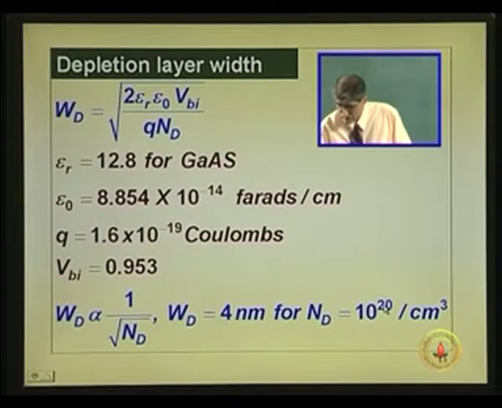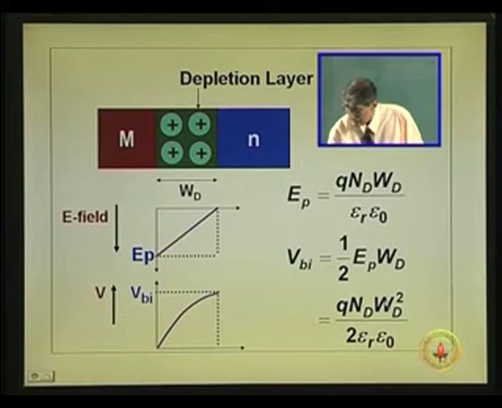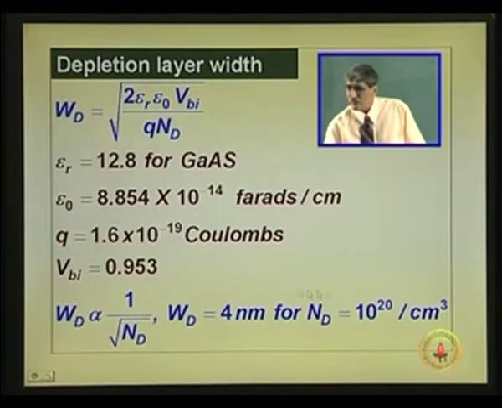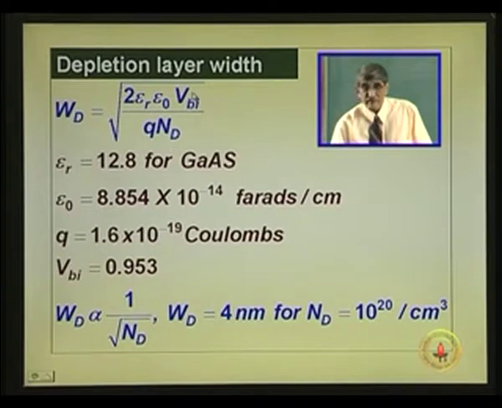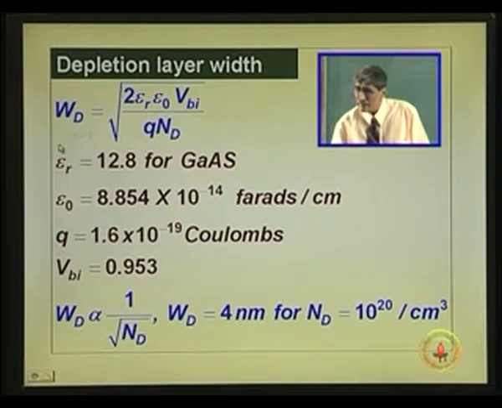So, just using that expression here, W d is square root of that quantity. Now, you can see V b I is fixed at 0.953, a marginal change will be there with doping, because logarithmically varying as the doping. So, almost constant. So, if I increase the doping, W d will fall.